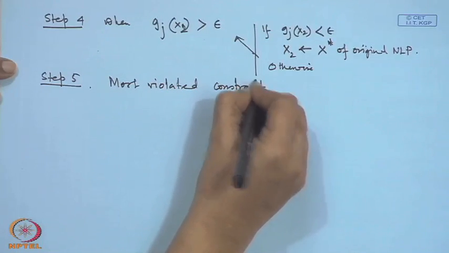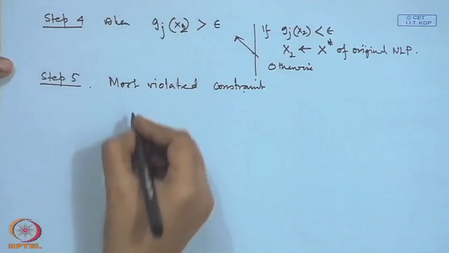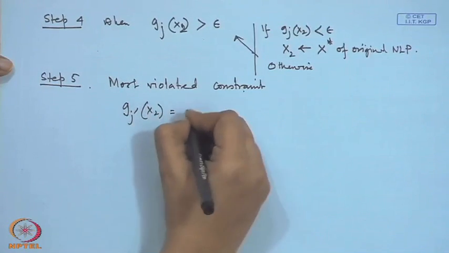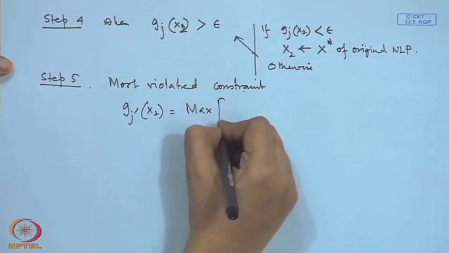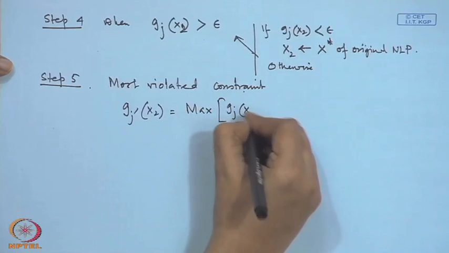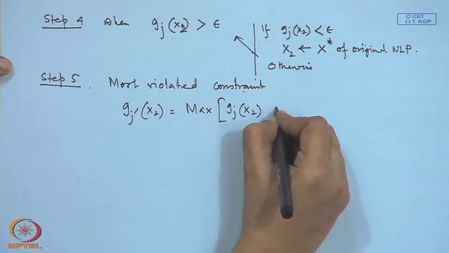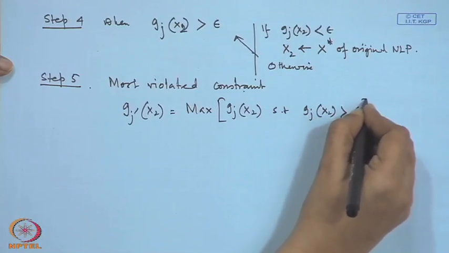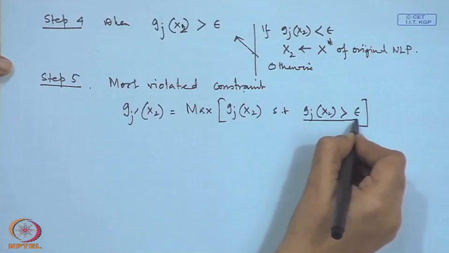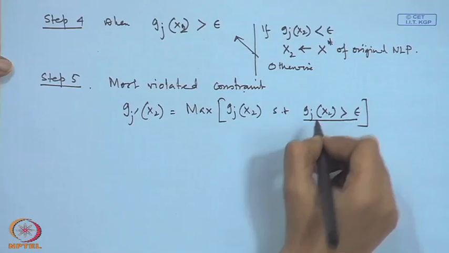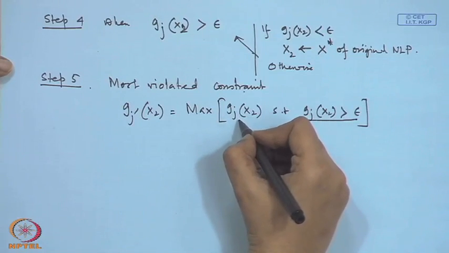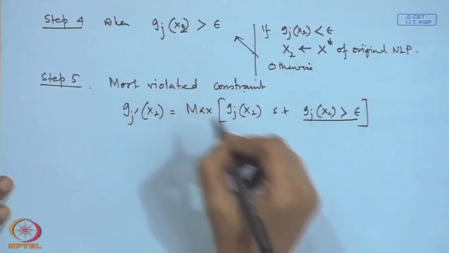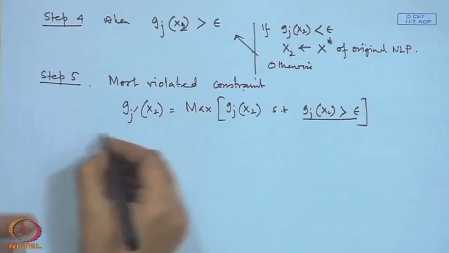Mathematically we can say that we will identify that j which is maximum of all Gj(x2) such that Gj(x2) is greater than epsilon. That means we are considering those constraints which are violated, and we will consider the most violated constraint by considering the max of this.